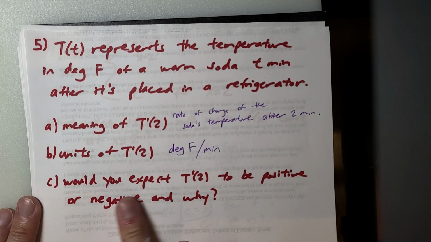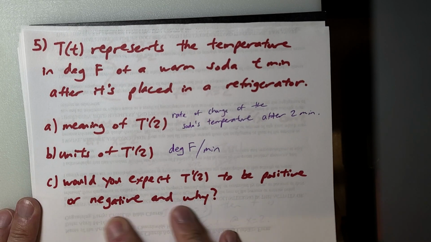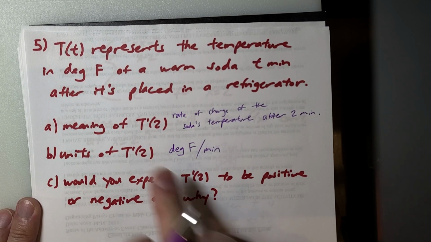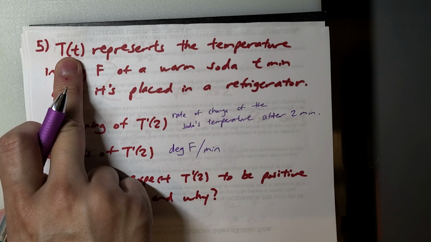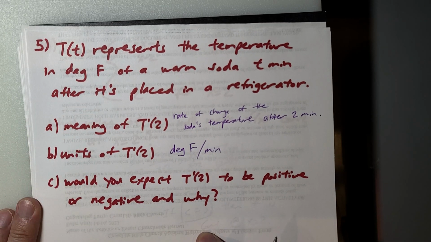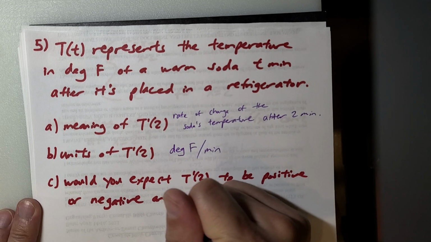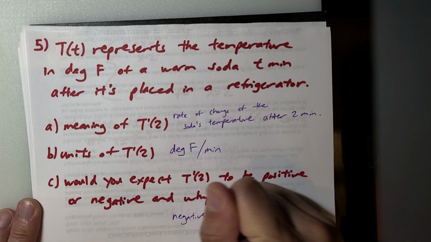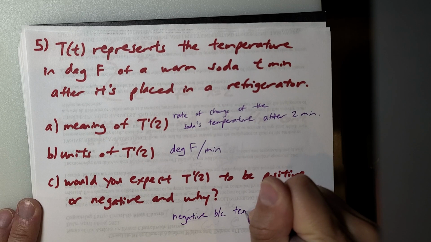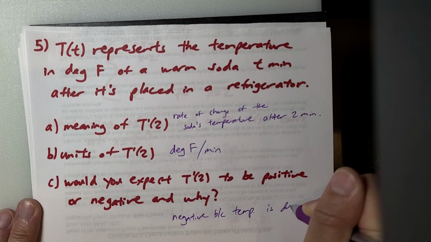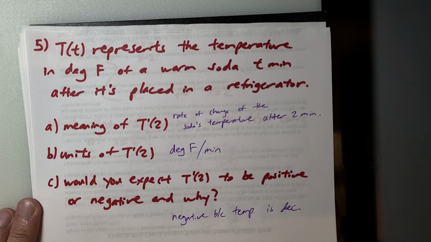And then it asks, would you expect T prime of 2 to be positive or negative, and why? Well, T is the temperature. T is decreasing. So we expect T prime to be negative because the temperature is decreasing.